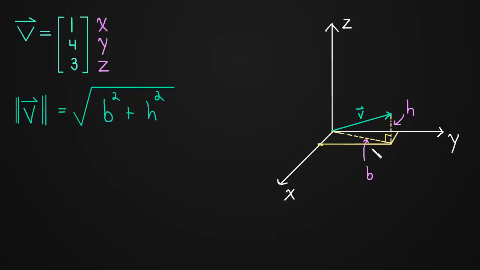So now all we have to do is figure out what is the base and what is the height of that triangle. Well, the height is easy. The height is how far we go up in z, and we're just going up 3 units in z. So the height is simply 3. Okay, took care of that. This is b squared plus 3 squared. Now what about b?